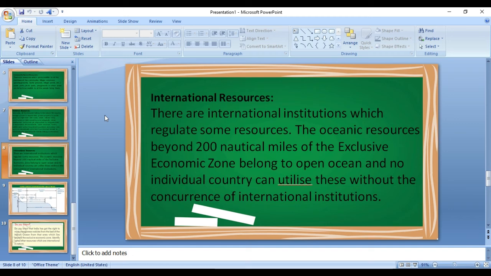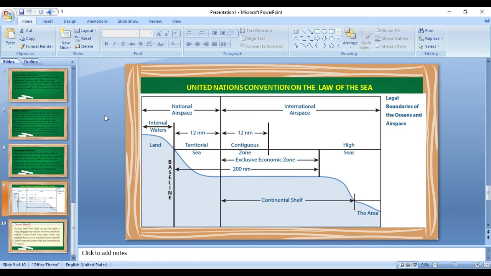Means if I have to do something beyond 200 nautical miles, or after 12 or 24 nautical miles, then in between 24 and 200 nautical miles, I have to consult the UN. I'll show you how. Now look at this. This is a diagram with which we'll try to understand which one is national and which one is international here.